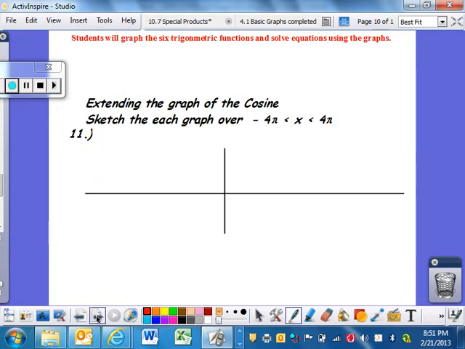Alright? So here we go. We are going to try to sketch cosine. You know what? We're going to do this one in class. It'll just be easier that way. So try to do cosine left and right. I'm going to do that one in class for you.